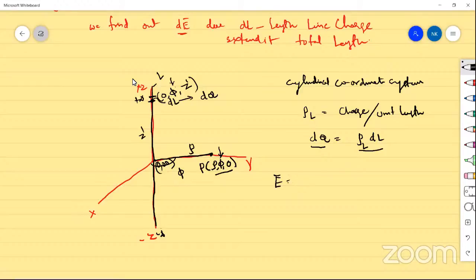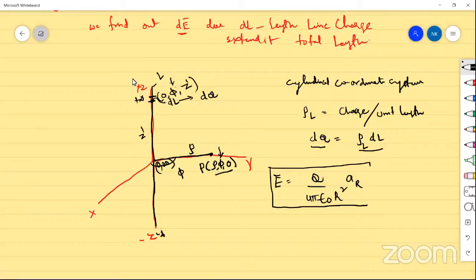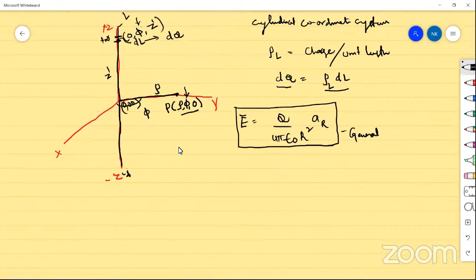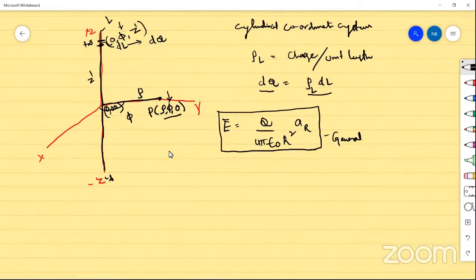So generally E bar is equal to, what is that? Q by 4 pi epsilon naught r square into AR, where AR is the unit vector along the R direction. This is the general formula. Okay. So the same formula we shall apply here. But what am I going to find out? dE bar due to dq, where I have to find out at the point P.